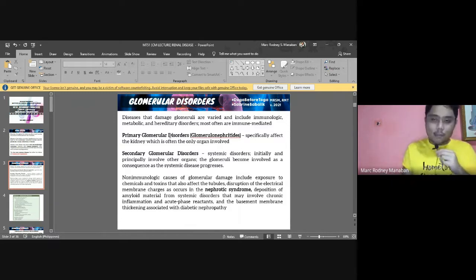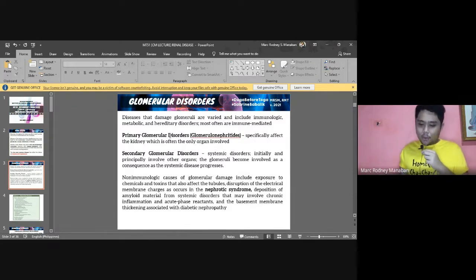It could be that there is deposition of circulating immune complexes, or the antibodies in your body react against the antigens of the glomerulus or other antigens found within the glomerulus that are not parts of the glomerulus, such as bacteria or drugs. So it could be deposition of immune complexes or the reaction of antibodies against glomerular antigens. That's the main pathogenesis, the most common cause of glomerular disorder.